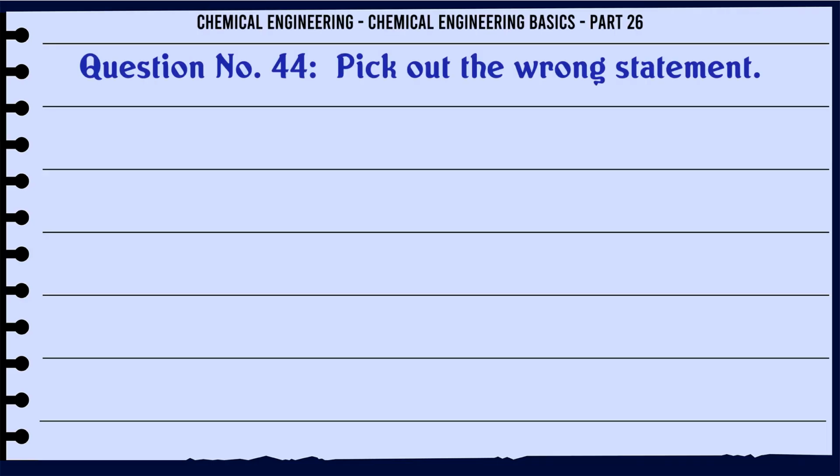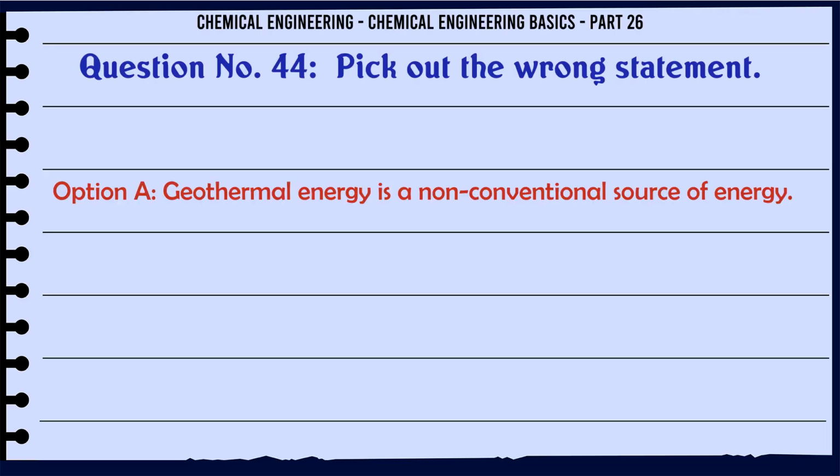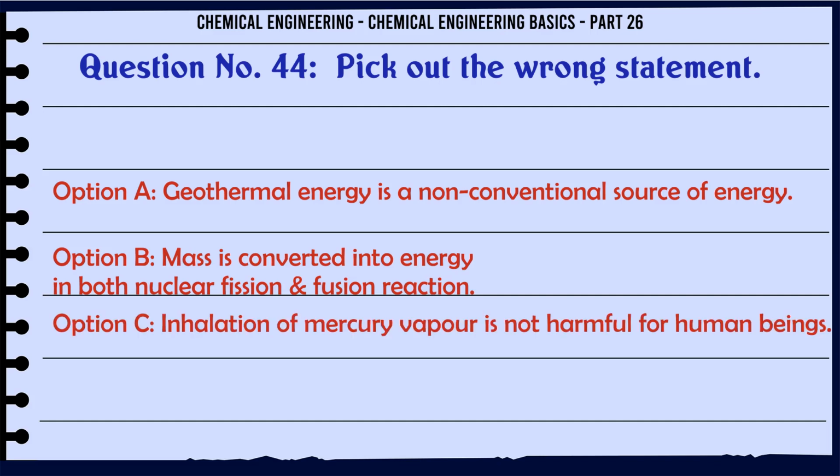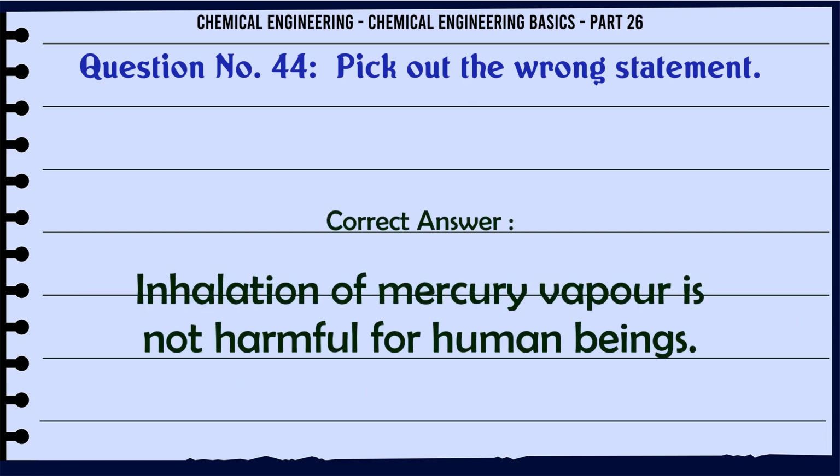Pick out the wrong statement. A. Geothermal energy is a non-conventional source of energy. B. Mass is converted into energy in both nuclear fission and fusion reactions. C. Inhalation of mercury vapor is not harmful for human beings. D. Inhalation of arsenic causes cancer. The correct answer is inhalation of mercury vapor is not harmful for human beings.